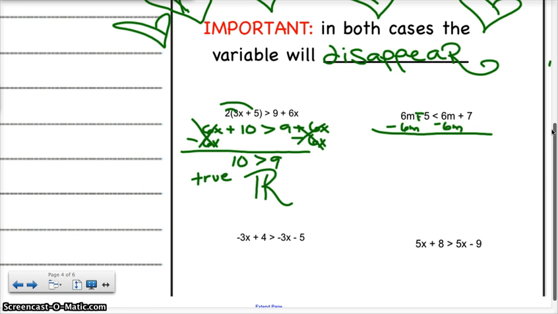Reminding myself that this is actually a negative 5 that's there. Negative 5 is less than 7. True or false? True. This is an all real numbers situation. Do you see a variable down here, yes or no? No. There is no variable. The variable disappeared. Perfect. Okay.